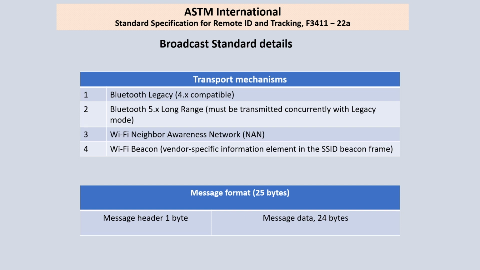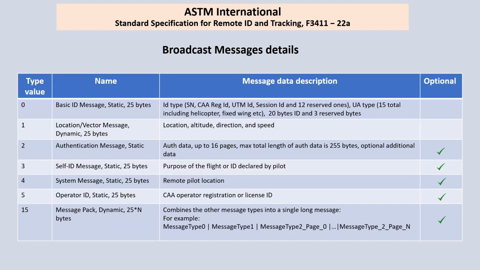So from this perspective, the standard offers a basic minimum message format, which contains 25 bytes. All information included in remote ID can be transmitted as a sequence of messages. The standard allocates 4 bits to set the message type in the message header.